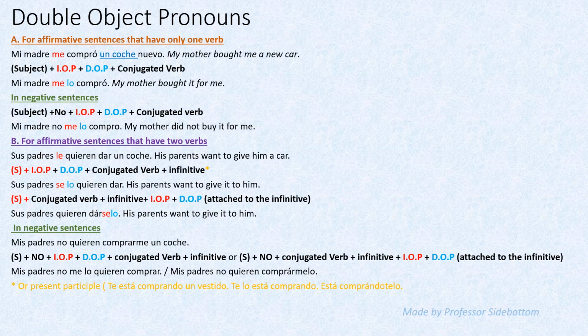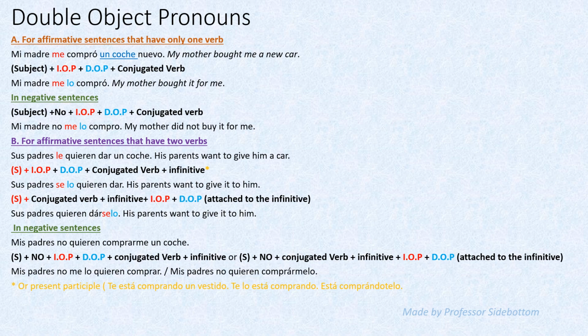After reviewing the indirect object pronoun and the direct object pronoun, let's talk about double object pronouns in Spanish. First, we will start with affirmative sentences that have only one verb. For these types of sentences, we use the formula subject plus indirect object pronoun plus direct object pronoun plus conjugated verb. So, a statement like mi madre me compró un coche nuevo, my mother bought me a new car, becomes mi madre me lo compró nuevo. My mother bought it for me new.